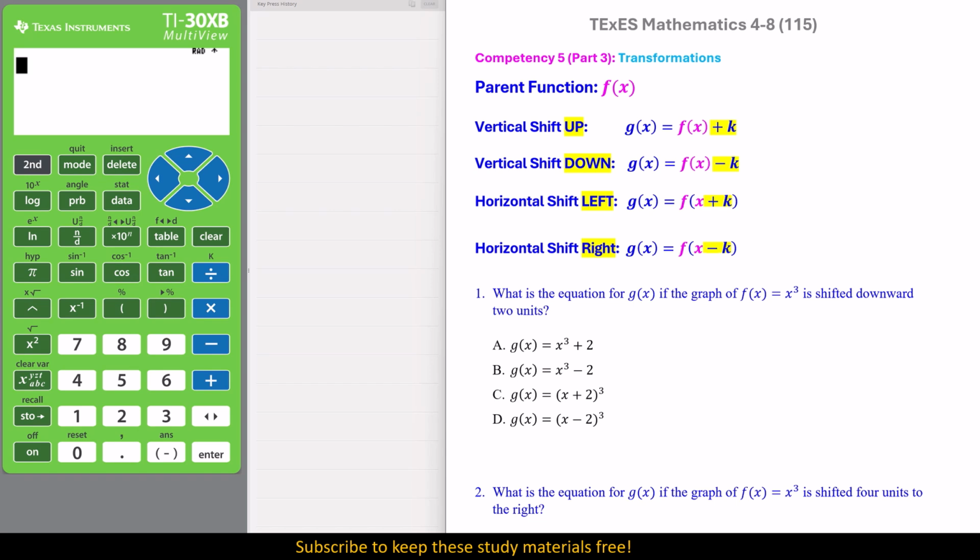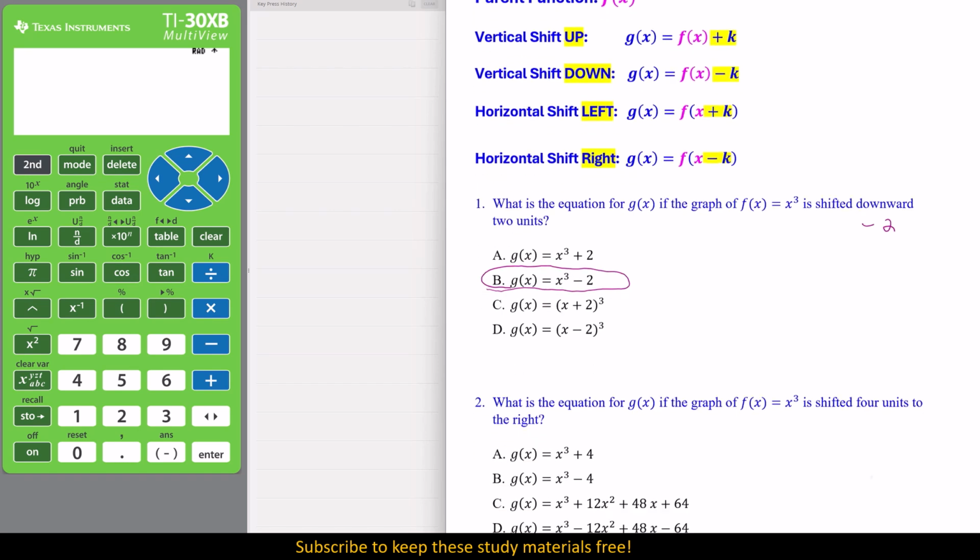Number one, what is the equation of g if the graph of f of x equals x to the third is shifted down 2 units? Down 2 units is minus 2. Go up and look, and that is shifting down, the second one. So for the entire function, you just subtract 2. That is option B. We don't have a graphing calculator where we could graph both of these, so this is a situation where you really need to understand and know these.